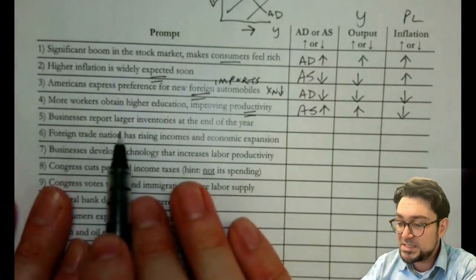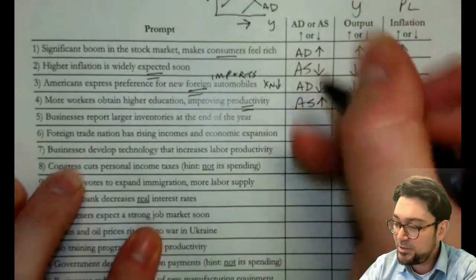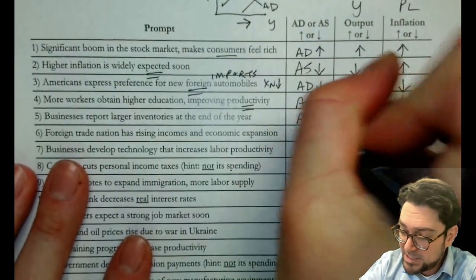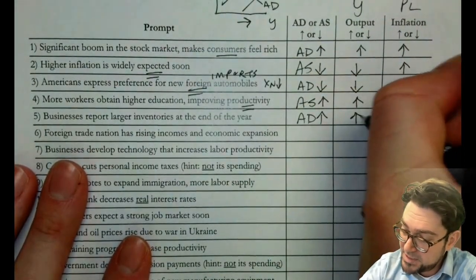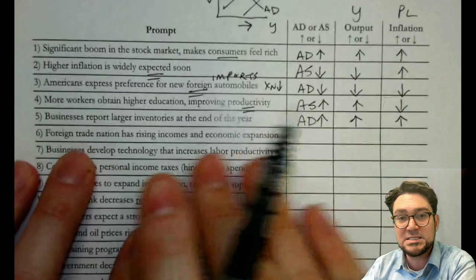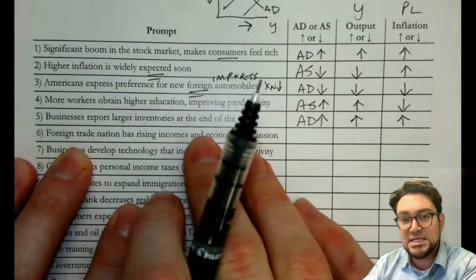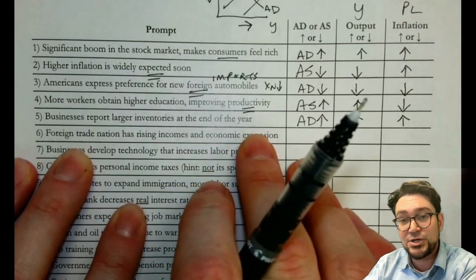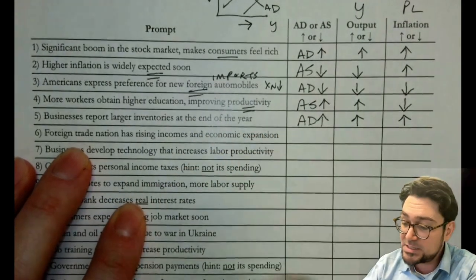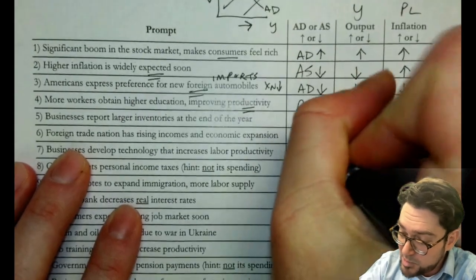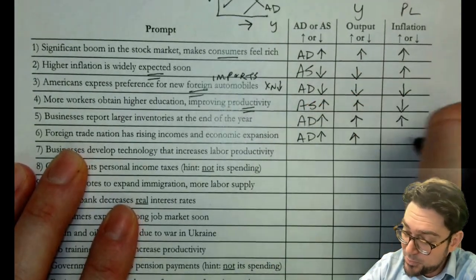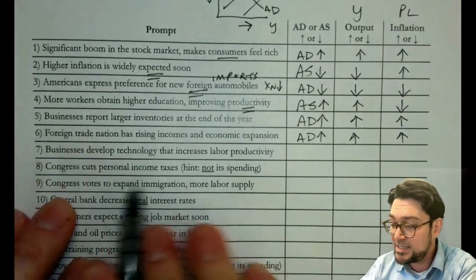For number five, businesses report larger inventories at the end of the year. Inventories are part of investment spending. That's aggregate demand. So there's more aggregate demand, more output, and higher prices. Number six, foreign trade countries have more income and economic expansion, so they're going to buy more of our products. So our XN will go up, our aggregate demand will rise, our output will rise, and our prices would rise.